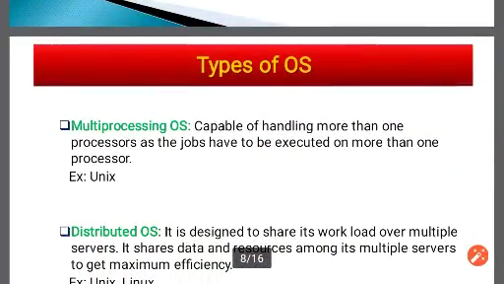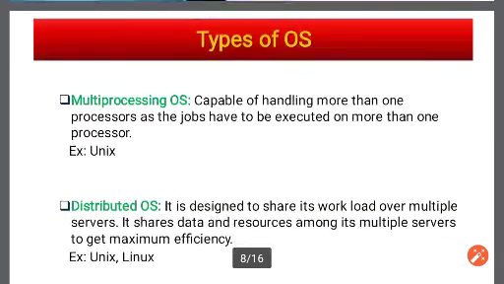Then we have the multiprocessing operating system, which is capable of handling more than one processor, as the jobs have to be executed on more than one processor. For example, Unix.